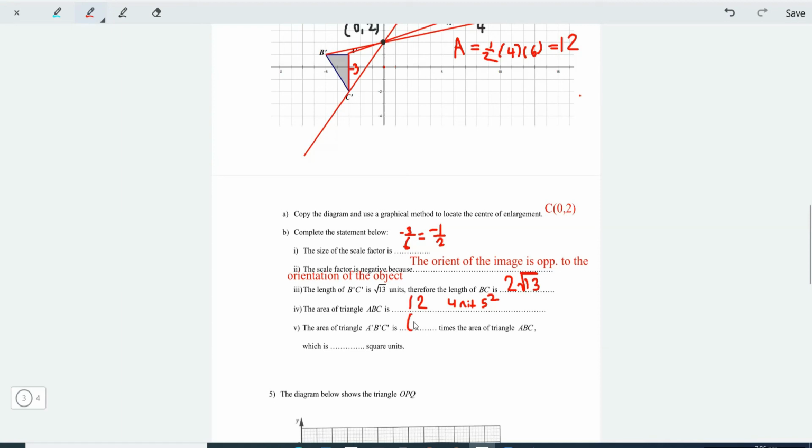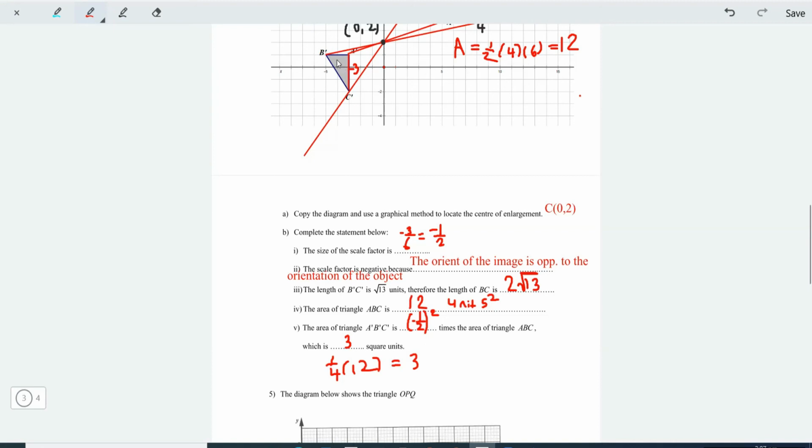It's the scale factor k squared. So it's going to be a half squared times the area of ABC. A half squared is a quarter, times the area of ABC. So what we're saying is that this answer right here is going to be a quarter of 12, and a quarter of 12 is 3. In this case, we can say that it is 3 square units.